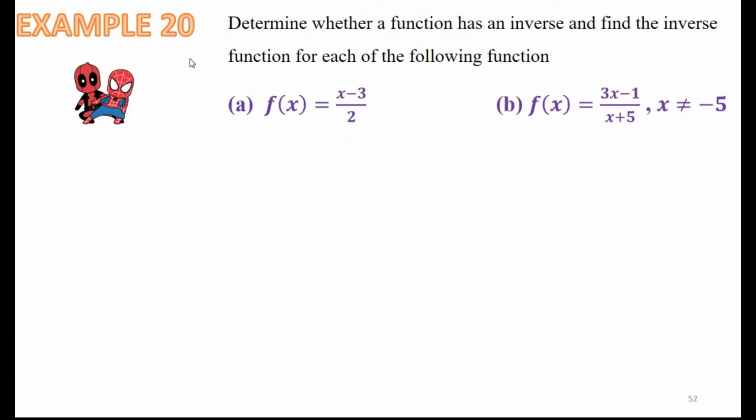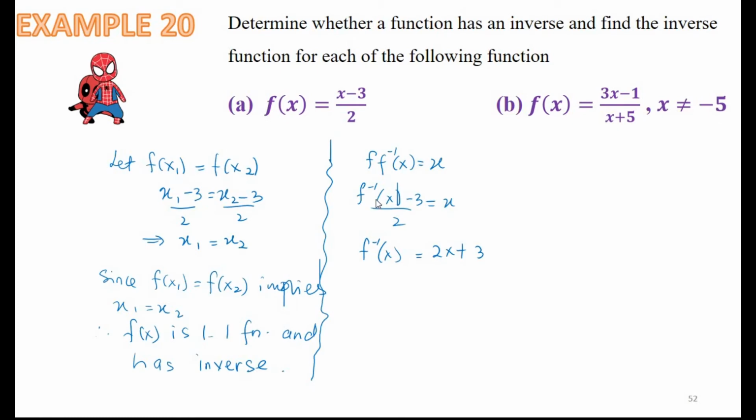Let's look at this example 20. Determine whether a function has an inverse and find the inverse function for each of the following functions. To determine whether a function has an inverse or not, first of all we have to determine whether this one is a 1-to-1 function or not. You have two methods as I said before. It's either algebraically or you can use the graphical method to determine whether it is 1-to-1 or not.